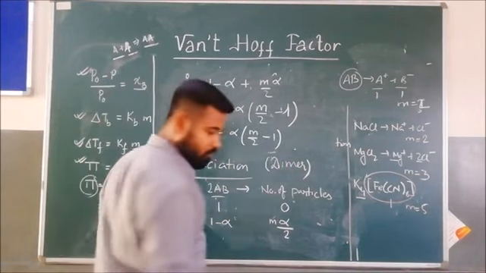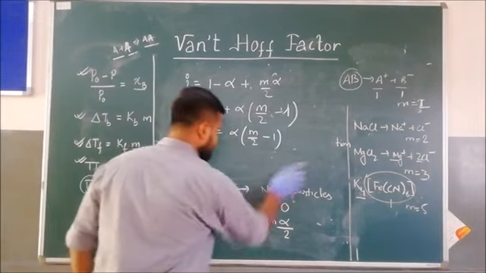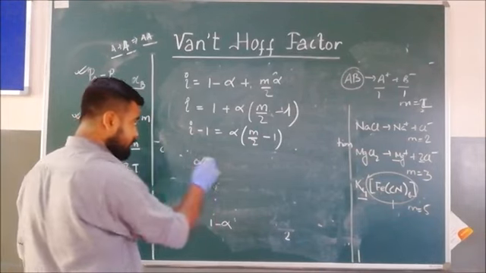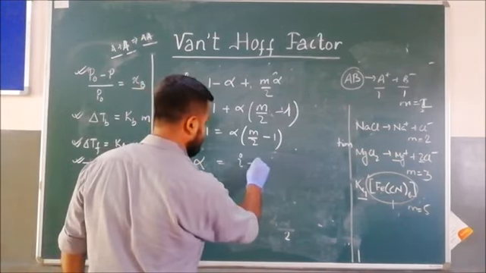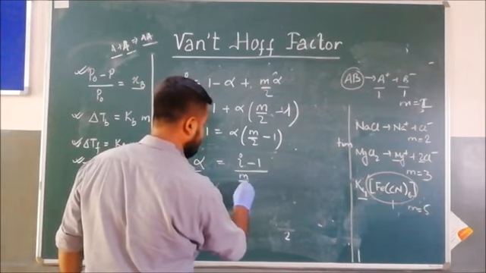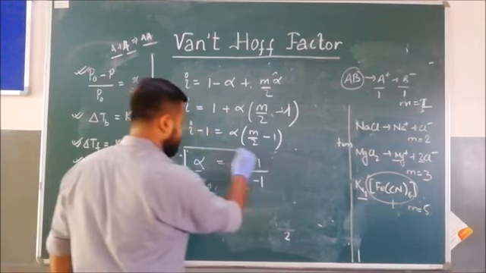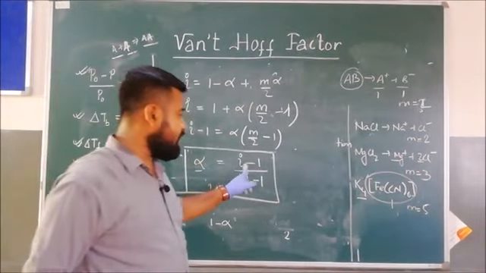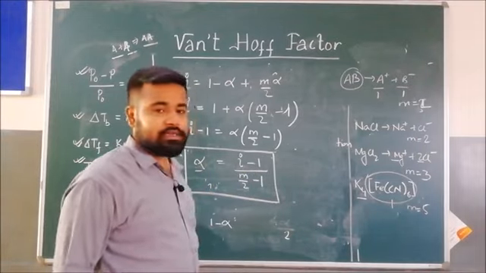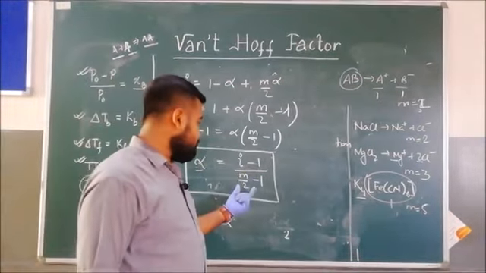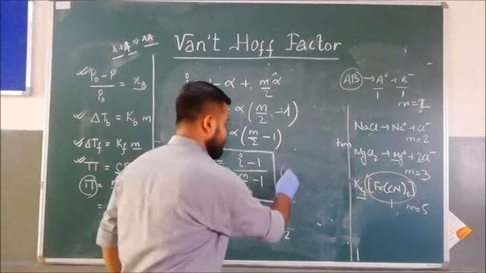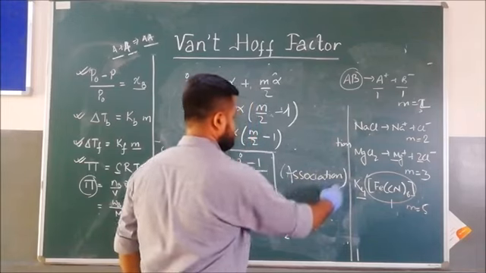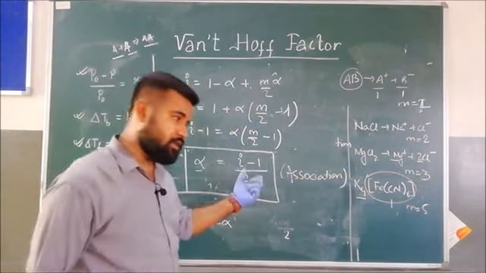This implies that in case of association, the degree of association equals i minus 1 by (M by 2 minus 1), and this is the formula for degree of association. This is for association. The degree of association can be found out from this formula.